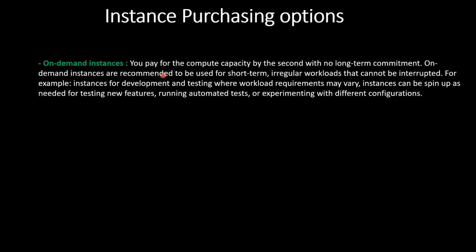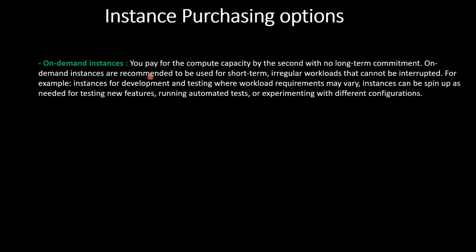So EC2 provides different purchasing options, which enable us to optimize cost based on our needs or requirements. So what are the different purchasing options? Let us see. First purchasing option is on demand. In on demand, you pay for the compute capacity by the second with no long-term commitment.